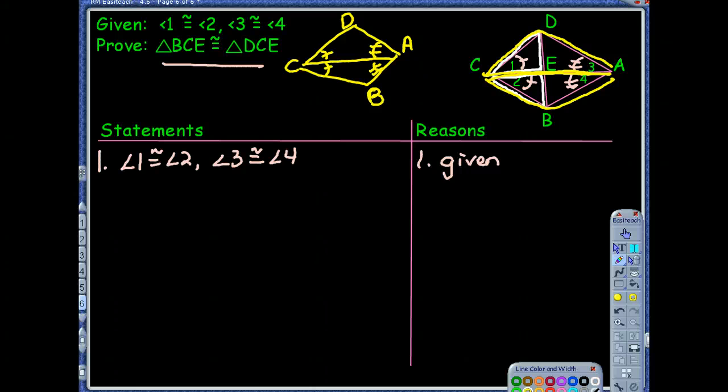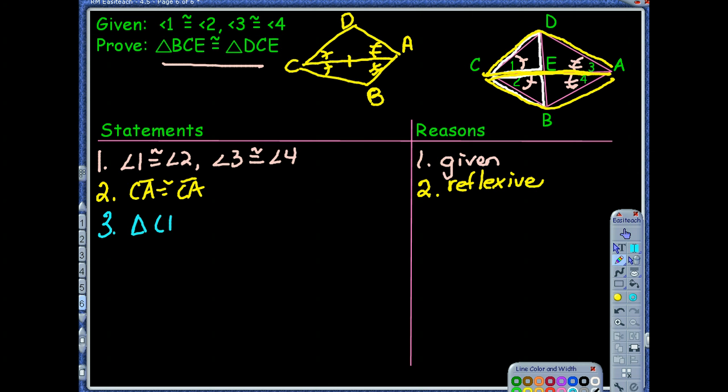Exactly. All right. So I'm going to say that like I said, of the larger triangles, CA is congruent to itself because of that reflexive property. And that right there is enough to allow me to talk about those two larger triangles being congruent. So triangle CDA is congruent to triangle CBA. And that reason is angle, side, angle. I noticed that it's that included side.